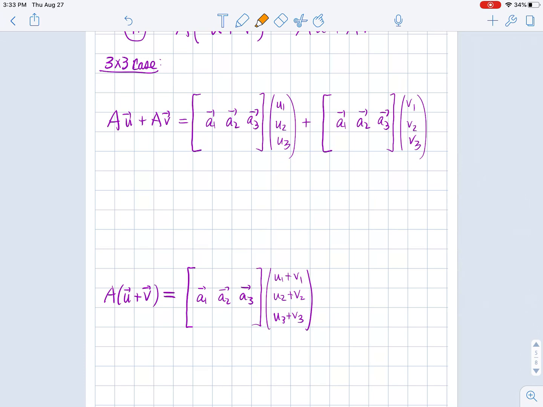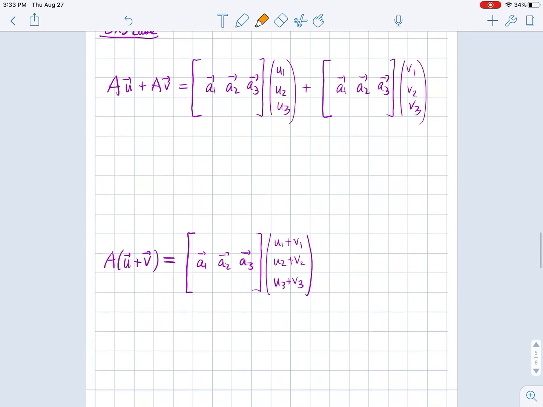So I'm doing this in the 3x3 case below. And so we've got our two possibilities. On the one hand, we have applying it to the vectors u and v individually and then adding. So here's our matrix times the vector u. Here's the matrix times the vector v. And we're going to add those results together. So let's just do that calculation and see what we get.